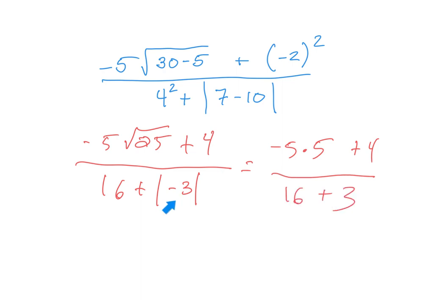Remember, when I'm talking about absolute value, that means distance from 0. Negative 3 is 3 units from 0, so it's 3 units. Next line down, negative 25 plus 4 over 19. Negative 25 plus 4 is negative 21 over 19 for my final solution.